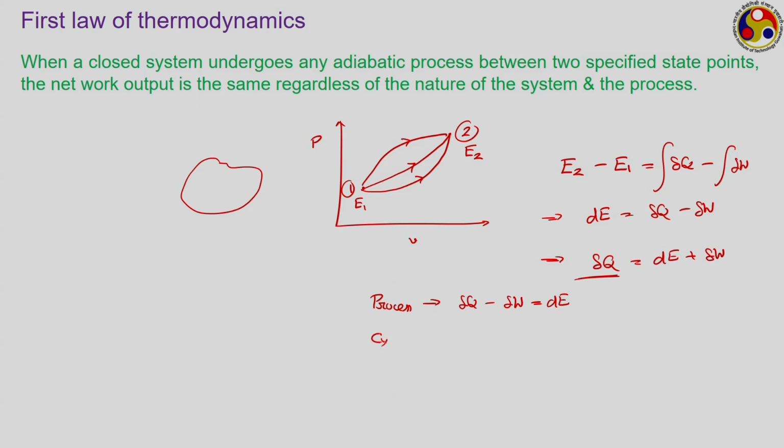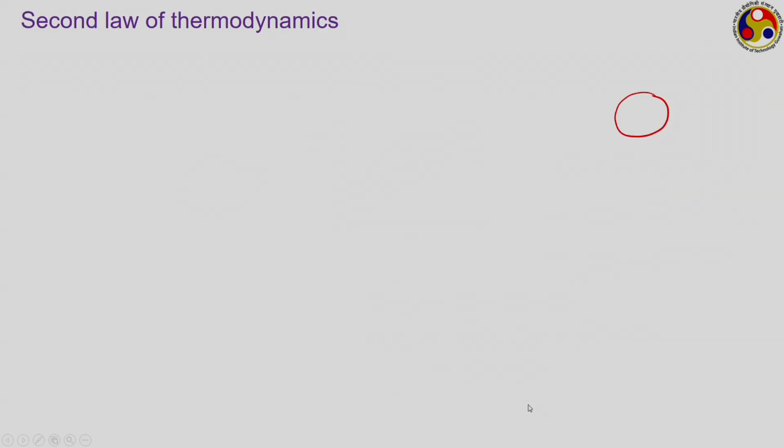But if we are writing this over a cycle, then we write cyclic integral of del q minus cyclic integral of del w is equal to cyclic integral of dE. But the cyclic integral of any property has to be equal to 0 because properties are state functions. So, this is equal to 0. Accordingly, over a cycle we get cyclic integral of del q is equal to cyclic integral of del w. So, over a cycle the total heat interaction has to be equal to the total work interaction.